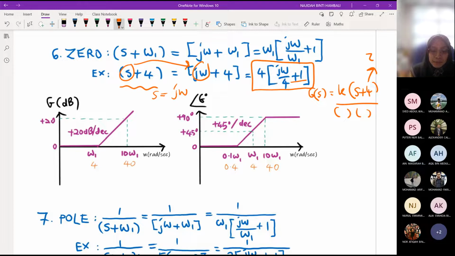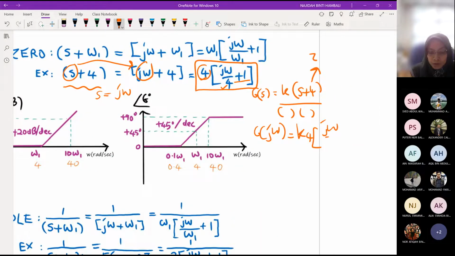Because of that, you will have J omega divided by 4, and then you have constant 4 outside the bracket. This constant 4, you need to multiply. Let's say you already converted this from S domain to J omega. So you have this one, and now your constant will be 4K. For this one, you need to do 20 log. Using theory number 1, it will become 20 log 4K.